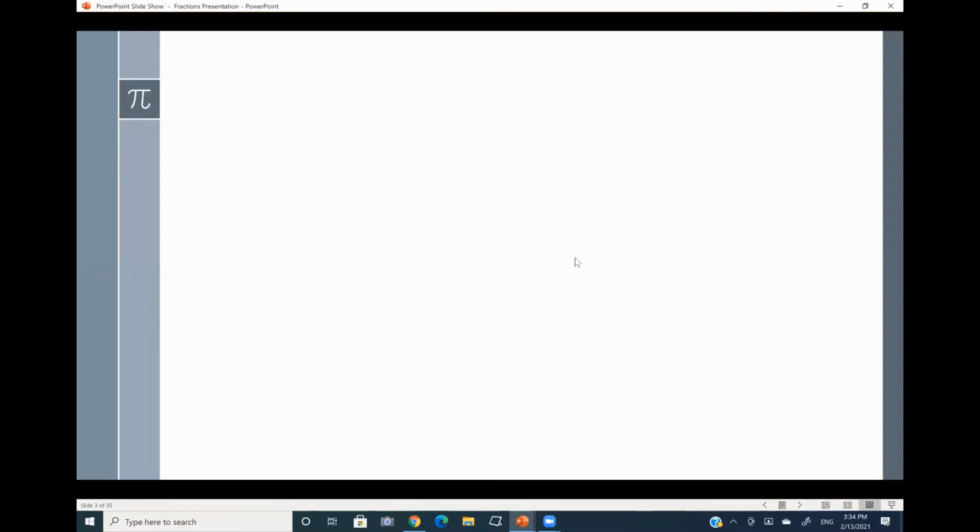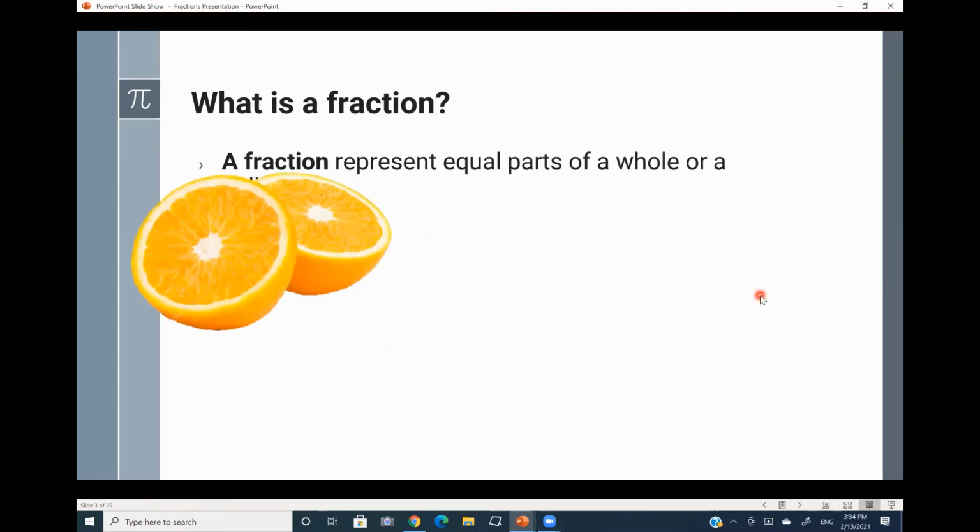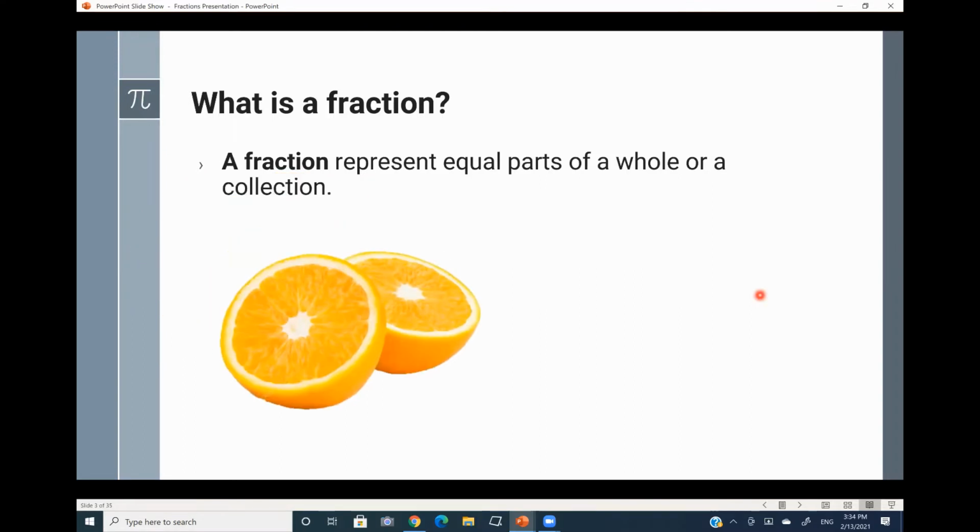The first question we need to answer is, what is a fraction? A fraction represents equal parts of a whole or a collection. In this case, this orange is the whole. If I want to share it with another person, I have to cut it into two equal pieces. Remember, if we're sharing, we're trying to make a fair share, and we're trying to make sure that the two pieces are the same size.